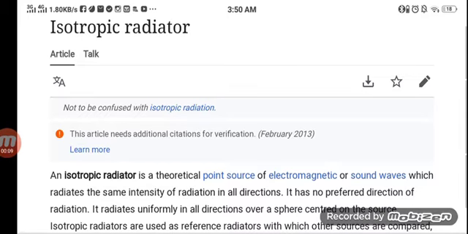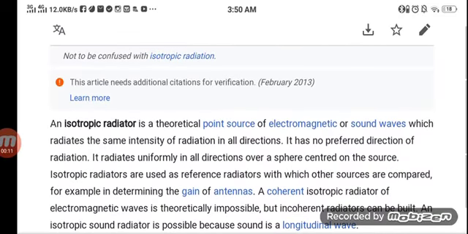February 2013. Learn more. An isotropic radiator is a theoretical point source of electromagnetic or sound waves which radiates the same intensity of radiation in all directions. It has no preferred directions of radiation. It radiates uniformly in all directions over a sphere centered on the source. Isotropic radiators are used as reference radiators with which other sources are compared.